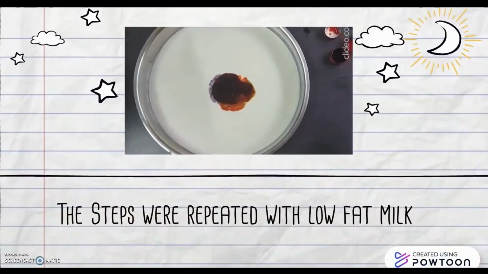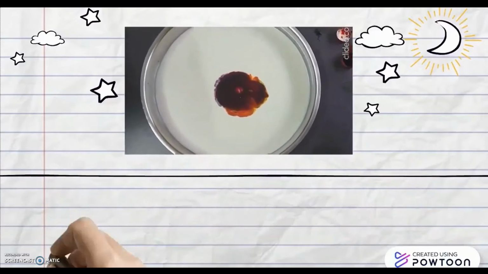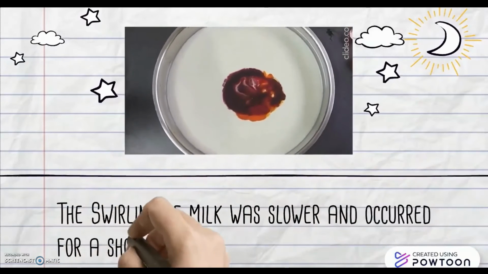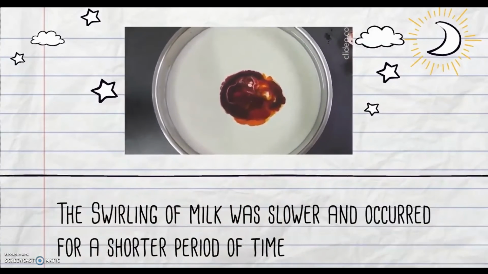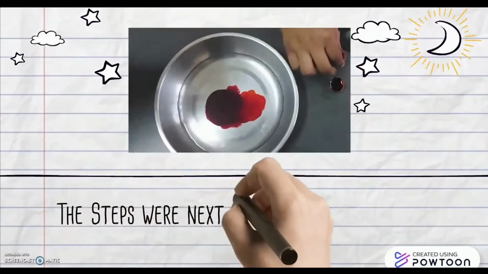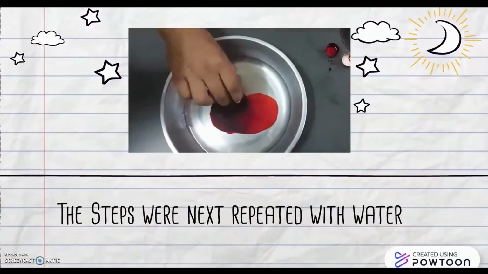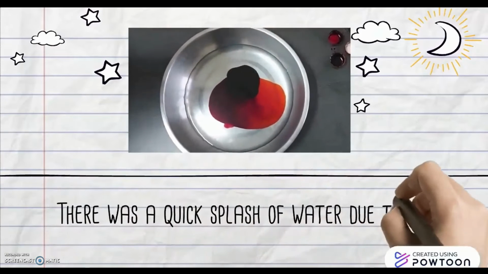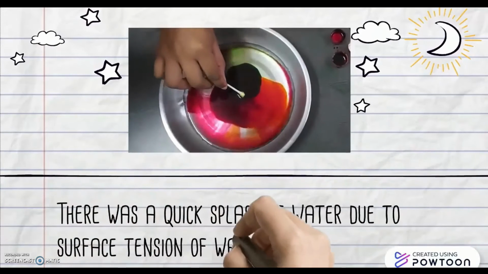The steps were repeated with low-fat milk. The swirling of milk was slower and occurred for a shorter period of time. The steps were next repeated with water. There was a quick splash of water due to the surface tension of water.